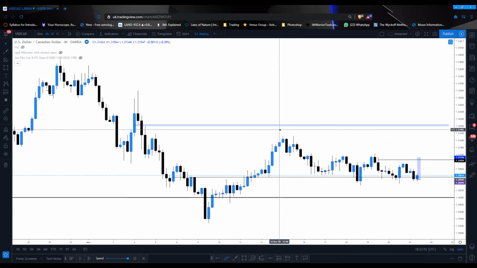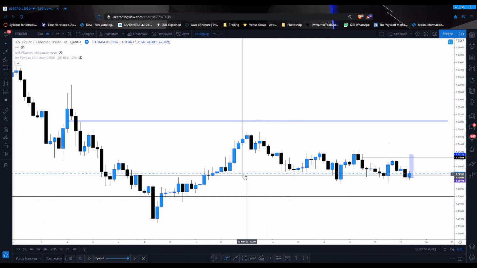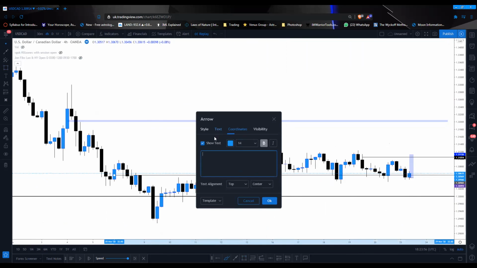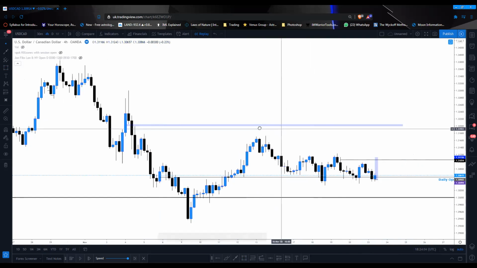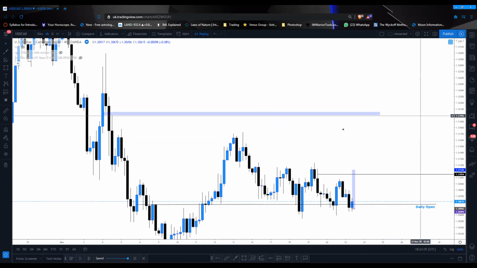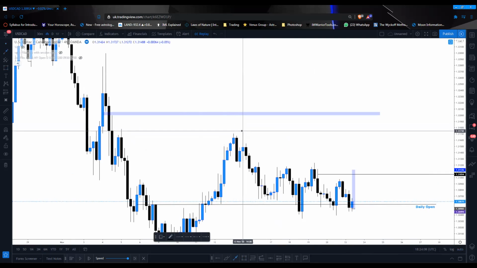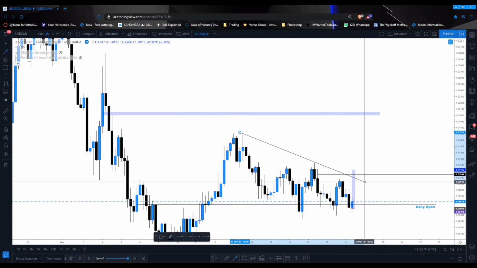Now, looking on the 4-hour time frame, remember where we are. This line here is the daily open, right? This is the daily open. Because this is the daily open, we know that this is an area of demand. Another thing I can see down here is a trend line. Now, we see these touches.